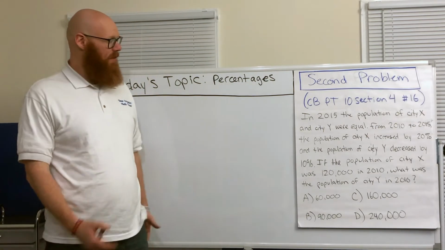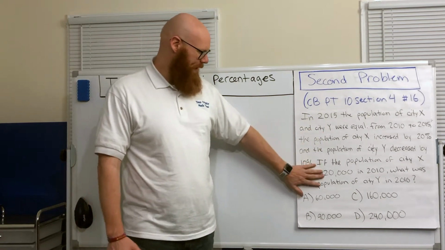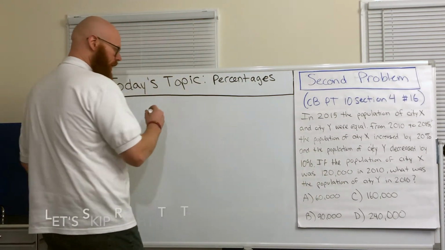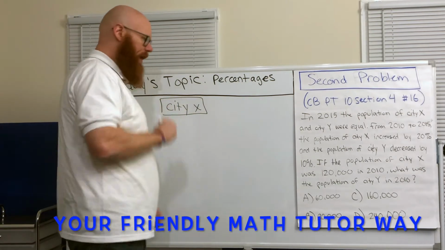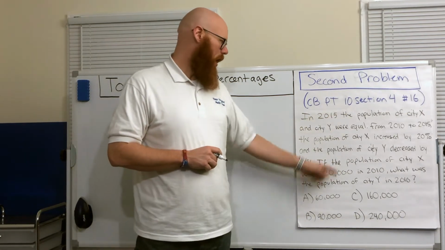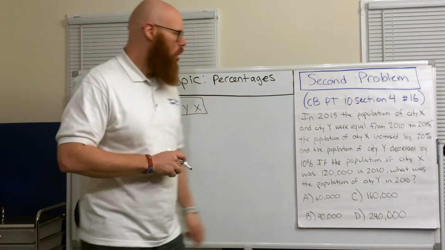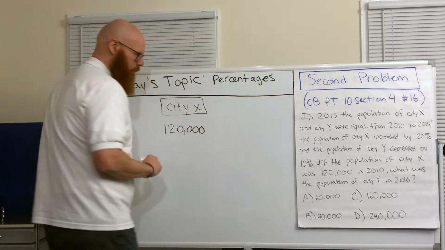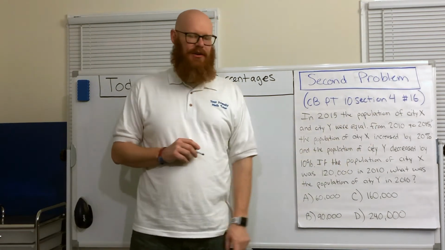All right, so that's a lot to kind of digest, but let's just talk about the main points of this problem. So I'd like to look at the end and see what they gave us. They said that the population of City X was 120,000 in 2010. So let's set up an equation for City X. They told us that this was the population in 2010, and that from 2010 to 2015, the population of City X increased by 20%. So in 2010, the population was 120,000, and from 2010 to 2015, the population increased by 20%.